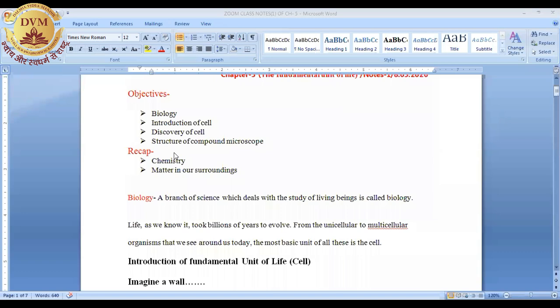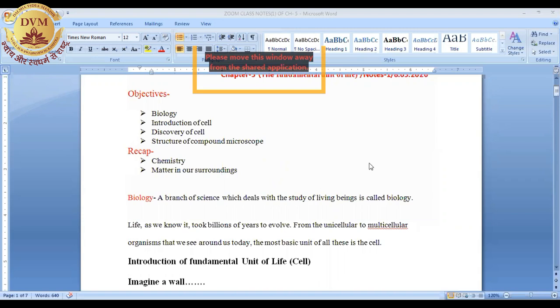So before coming to today's topic, let's have a quick recap. We have already discussed chemistry, a branch of science which deals with the study of chemicals and their composition, or you can say the study of matter, right? And we have read the first chapter of chemistry, matter in our surroundings.